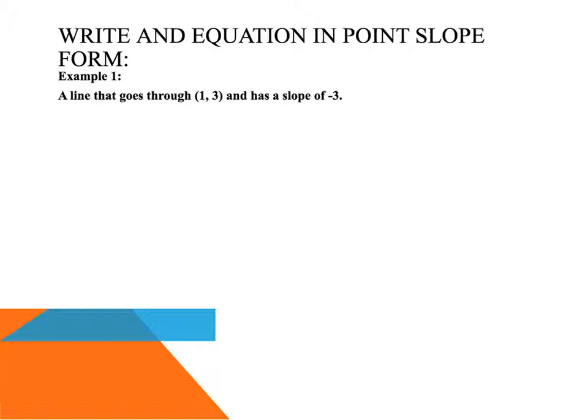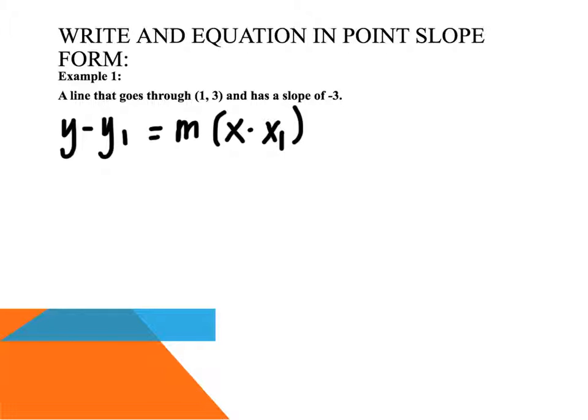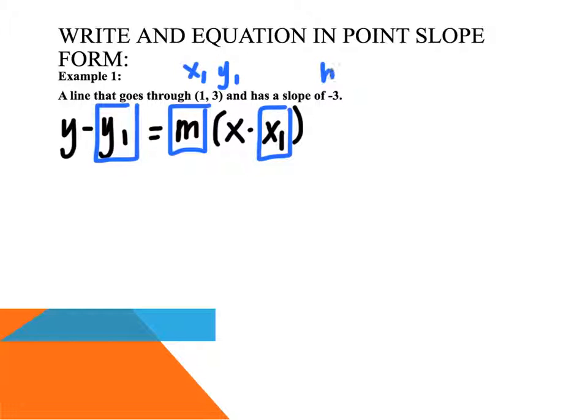Example 1. Write the equation in point slope form of a line that goes through 1, 3 and has a slope of negative 3. First, we want to start with the equation. So I'm going to write the formula, y minus y1 equals m, and in parentheses, x minus x1. Remember that I'm always just filling in my y1, my m, and my x1. Sometimes it helps me to go back and look at the problem and identify all these pieces. So I know that x1 is 1, y1 is 3, and m is negative 3.